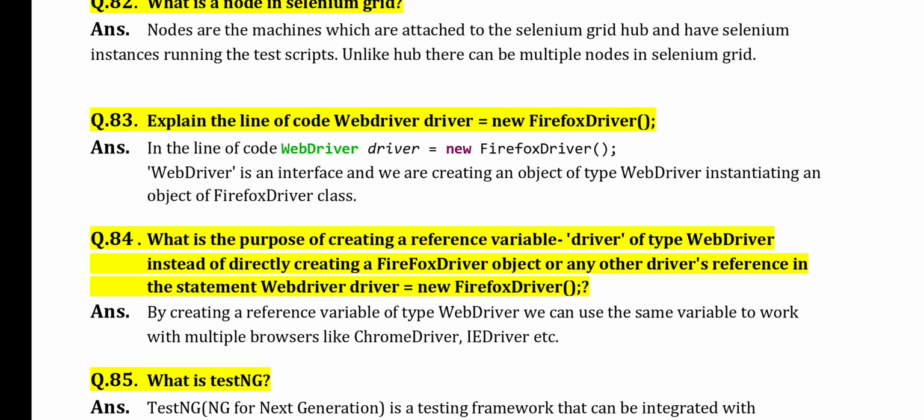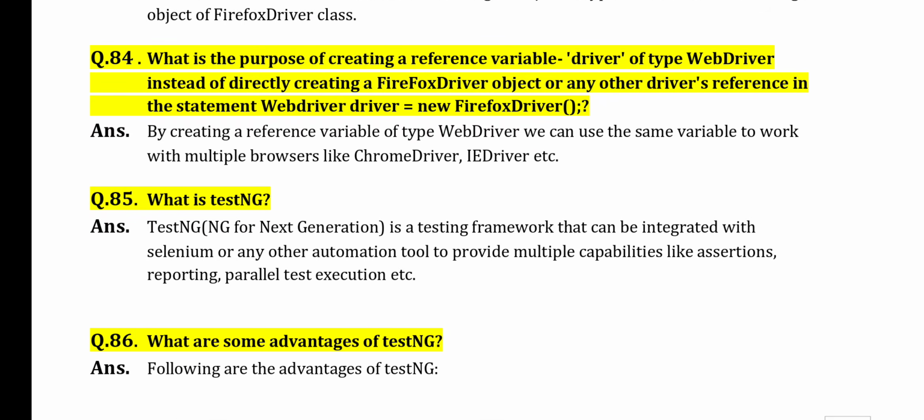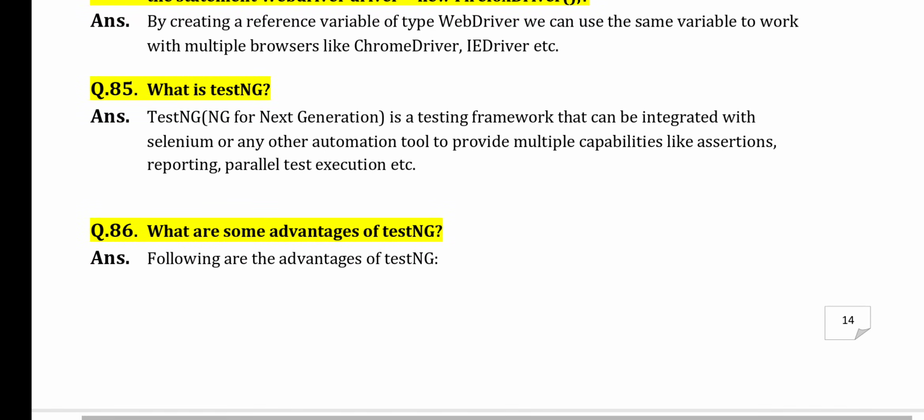Explain the line WebDriver driver equal to new Firefox driver. And what is the purpose of creating a reference variable driver of type WebDriver instead of directly creating a Firefox driver object or any other driver's reference in the statement? WebDriver driver equal to new Firefox driver.